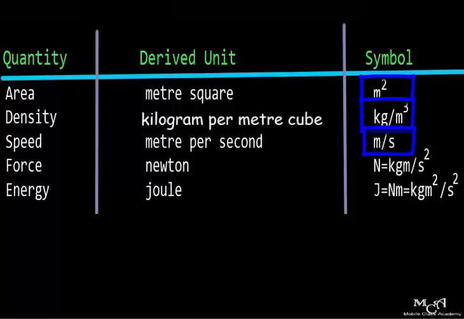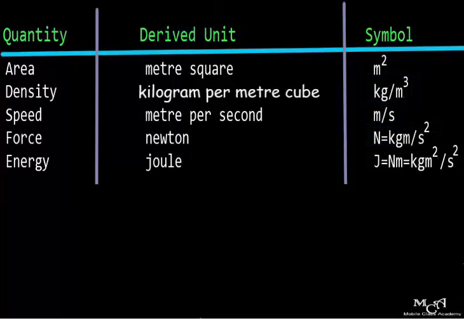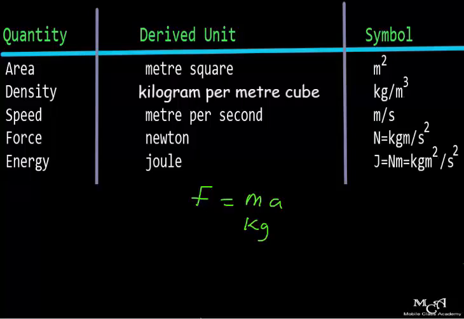Then we have force. Force is measured in Newton. That's the derived unit. The symbol for Newton is N. Another unit for force is kilogram meter per second squared. Why is it kilogram meter per second squared? We know that force is equal to mass times acceleration. Now, the unit of mass is kilogram, and the unit of acceleration is meter per second squared. So if we combine it, the unit becomes kilogram meters per second squared. I believe we have been able to understand the one for force.